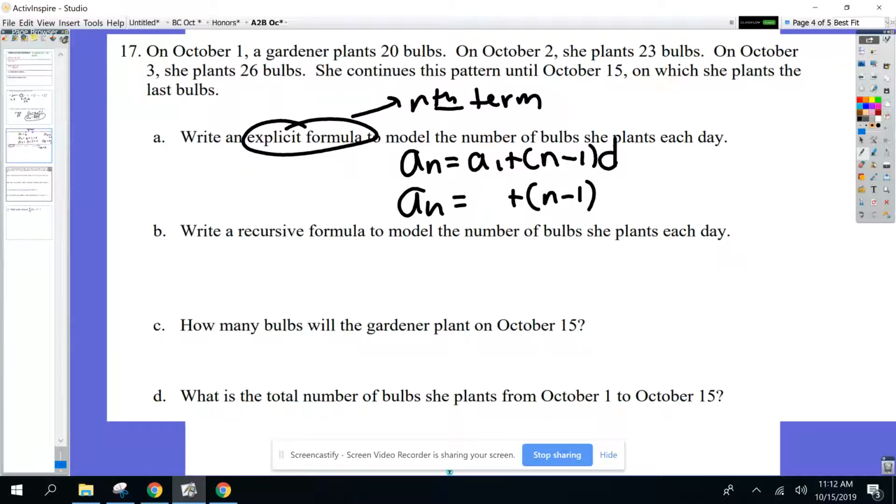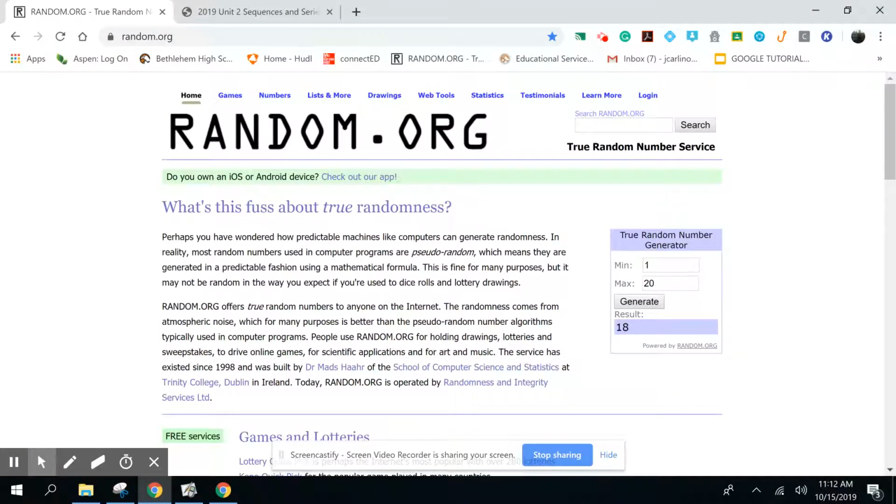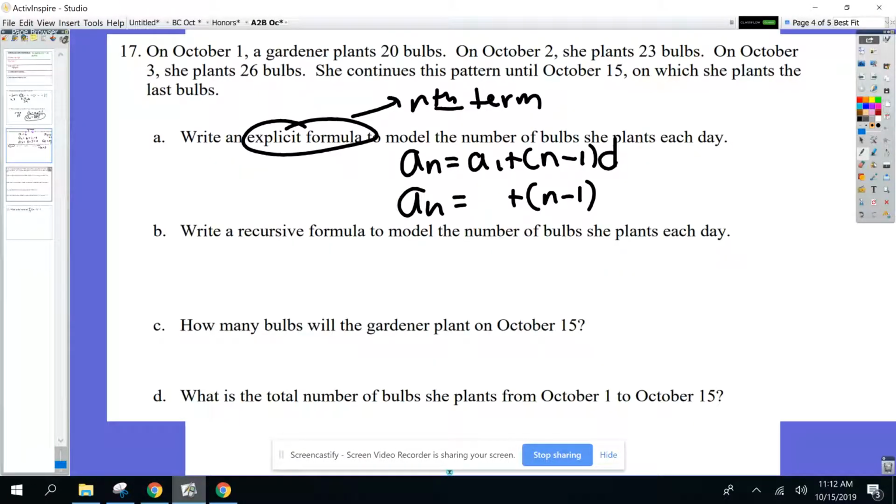So I just need somebody, what's the first term and what am I going by to fill that in? 20. What's the first term? 20, and what am I going by? 3. Done. If you guys want to leave it like that tomorrow, that's fine. If you want to distribute the 3 and add the 20, that's fine too, which we'll do. 3n plus 17. How's that look?